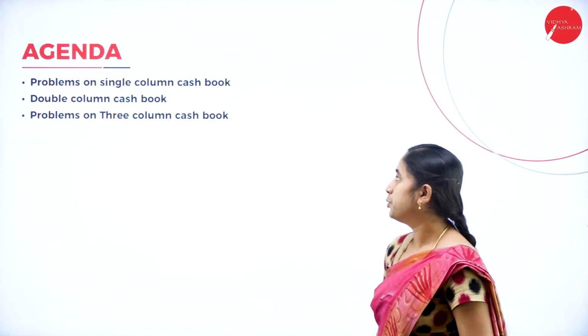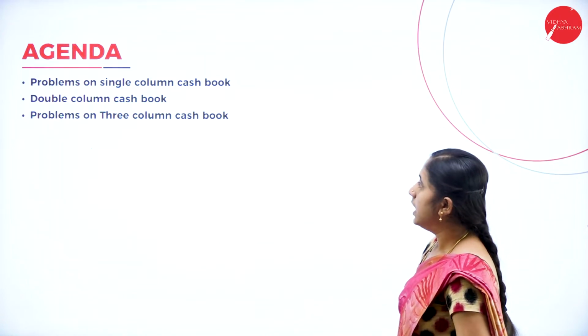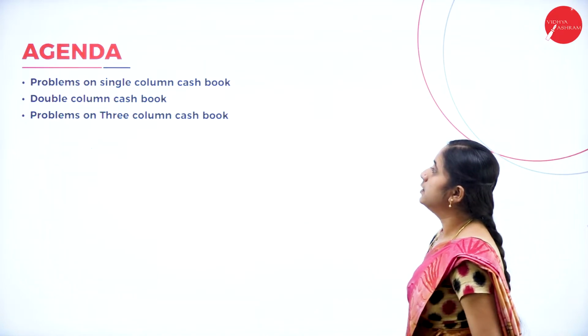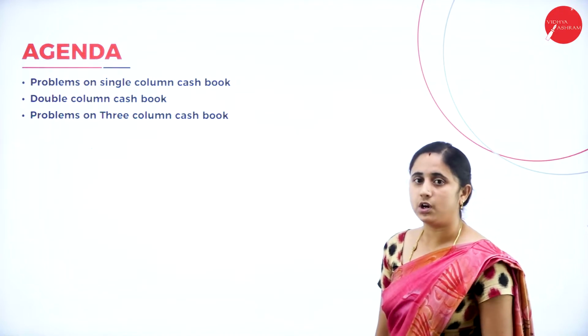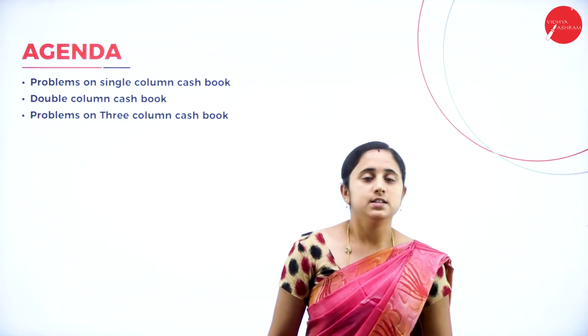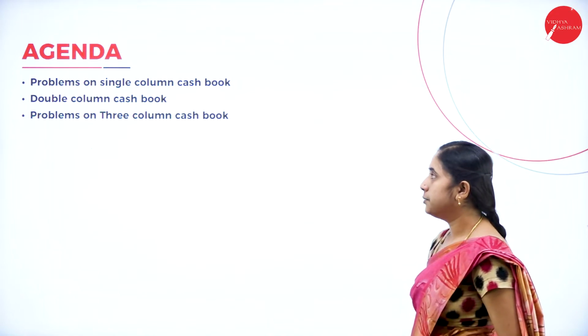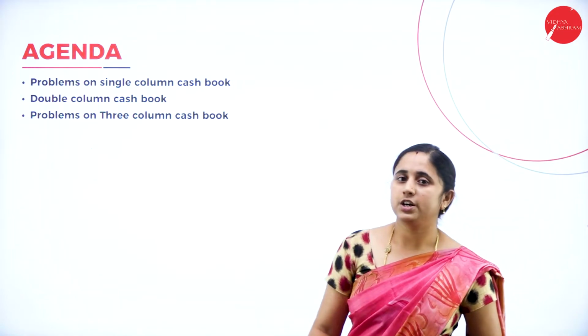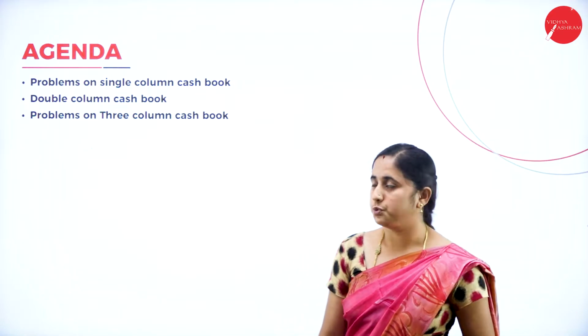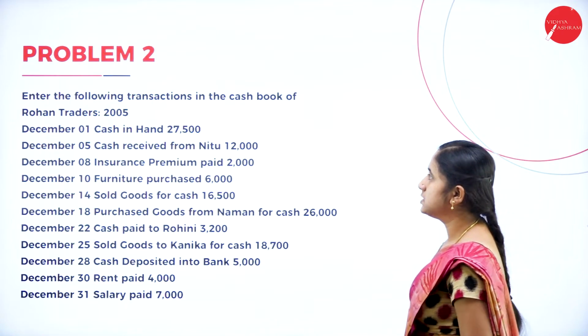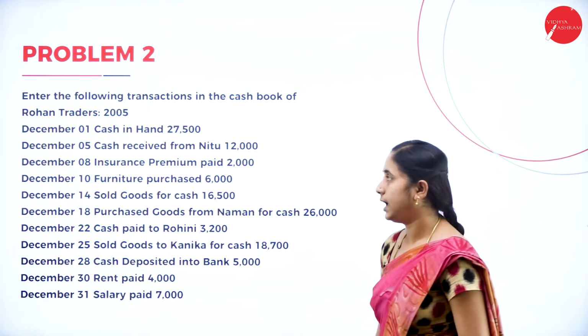Let us continue with the problems on single column cash book and double column cash book and problems on 3 column cash book. According to your syllabus, you have only single column cash book and 3 column cash book. So I will just give an introduction about double column cash book. So let's start with the second problem on single column cash book.